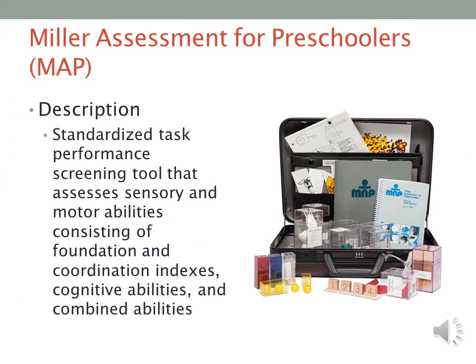The fifth assessment that I will be discussing is the Miller Assessment for Preschoolers, also known as the MAP. It is a standardized task performance screening tool that assesses sensory and motor abilities consisting of foundation and coordination indexes, cognitive abilities, and combined abilities.